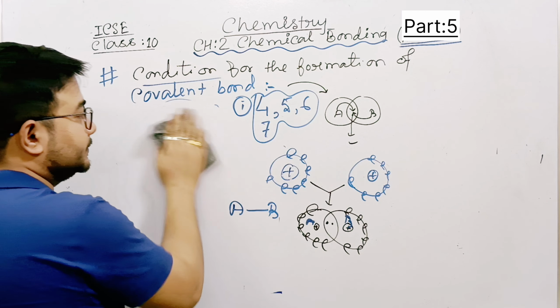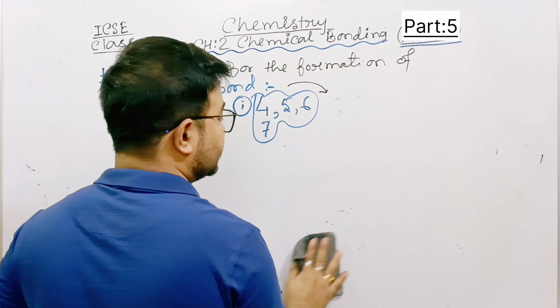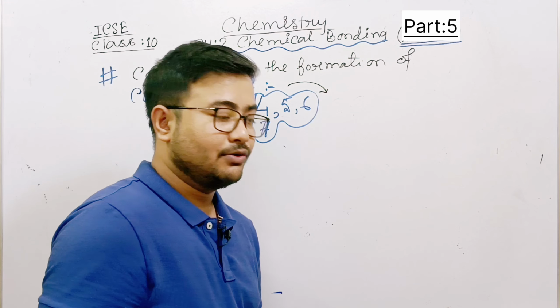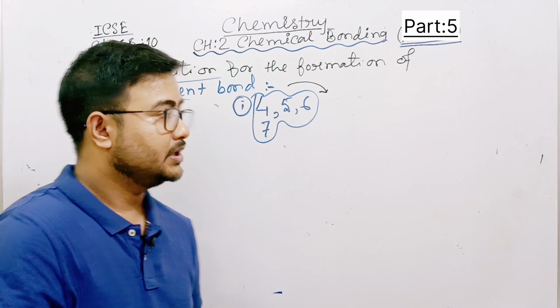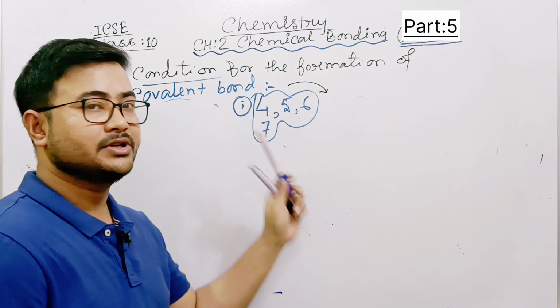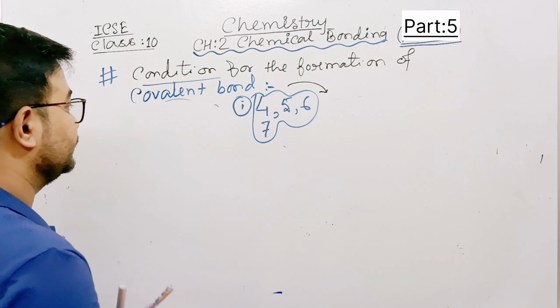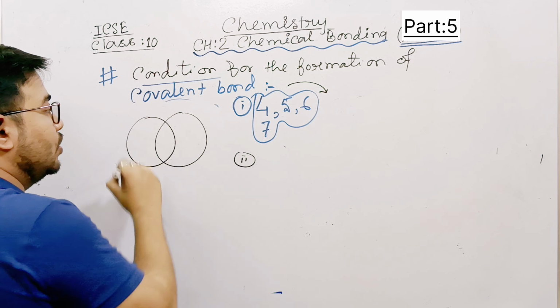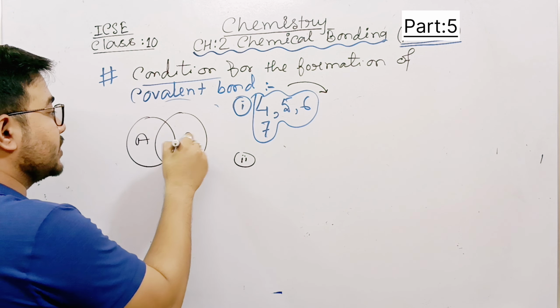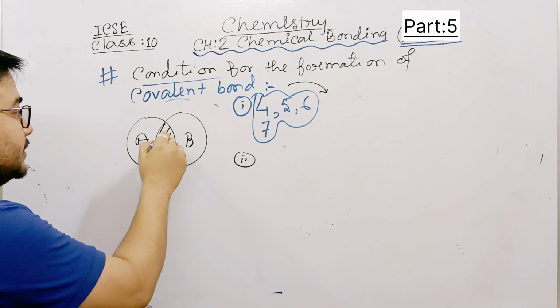What is the first condition for the formation of the covalent bond? The outermost shell of both atoms should have 4, 5, 6 or 7 electrons. Okay, now point number 2. From the concept of covalent bond, all of you know both atoms try to form the common space.